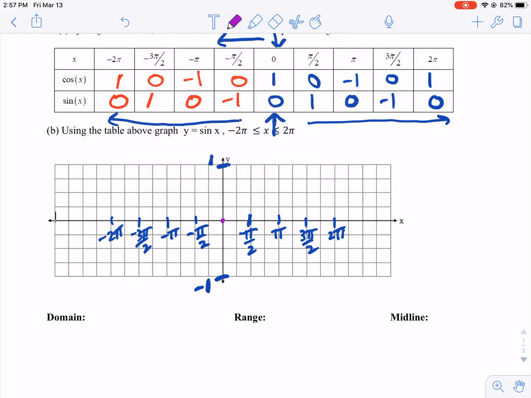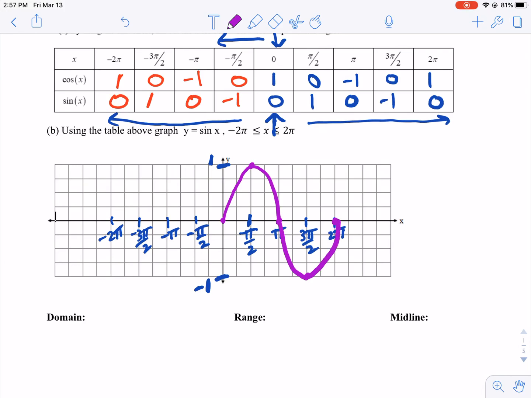Sine of 0 is 0. Pi halves goes up to 1. Then it comes back down to 0. 3 pi halves is -1. 2 pi is 0. Now sine's kind of curvy, kind of like U's.